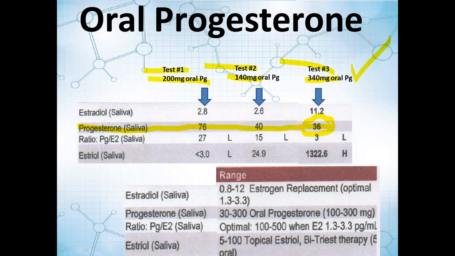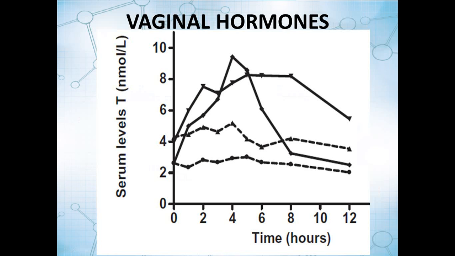Okay, here's the range. So the saliva lab says that progesterone should be 100 to 300, which is about where she's at. She's even outside that. The range should be 30 to 300. So she finds herself at the bottom of that range and not getting higher with dosing. Why doesn't it get higher with dosing? Because, again, it clears out way too fast.